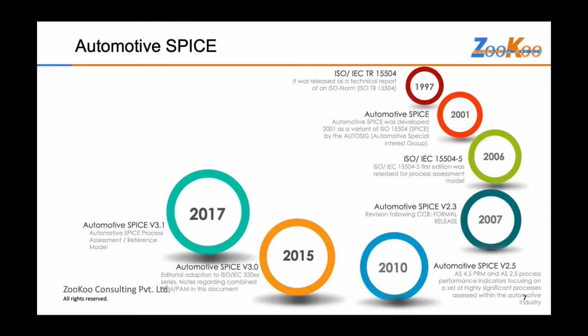If we talk about Automotive SPICE, which is our core theme, then it started in 2001 and was developed based on ISO IEC 15504. It is a subset of 15504. Then it evolved, and now in 2017, Automotive SPICE version 3.1 is available. Now we are working on that, and hopefully next year, maybe version 4.0 will come.